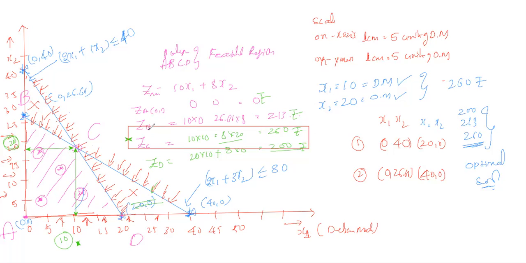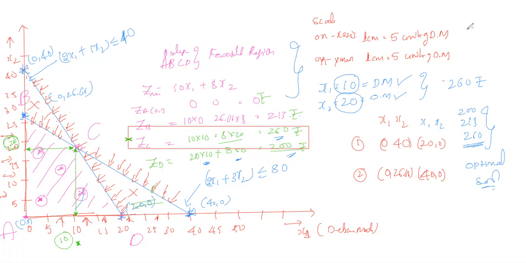Taking ZB, it is 10 times 0 plus 8 times 26.66. At C, 10 and 20 come, giving 260 rupees profit. And similarly at D, without producing any ordinary model, if only the deluxe model is produced, 20, we will get a profit of 200. But the OR solution will show that if you produce 10 deluxe models and 20 ordinary models, all the constraints will be satisfied.